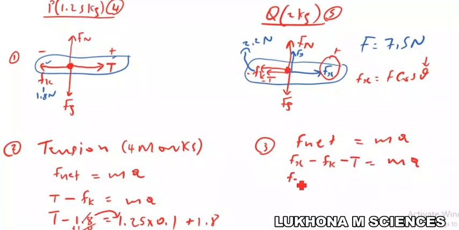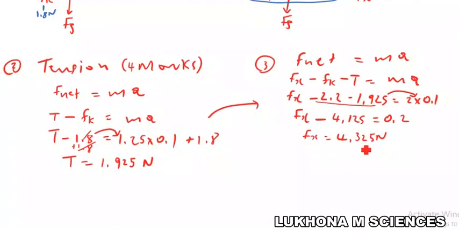Now Fx is what we're looking for. The friction for this one is 2,2, minus the tension calculated in the previous question, which is 1,925, which is equal to the mass of this object, 2, times the acceleration of the system, 0,1. Then we solve for Fx first. We calculate on the calculator, then we transpose, and we get Fx, which is 4,325.